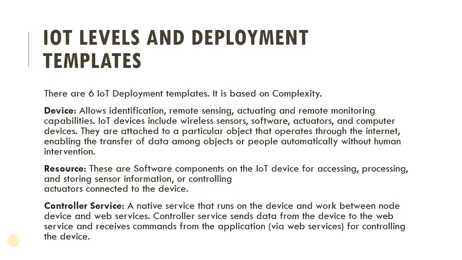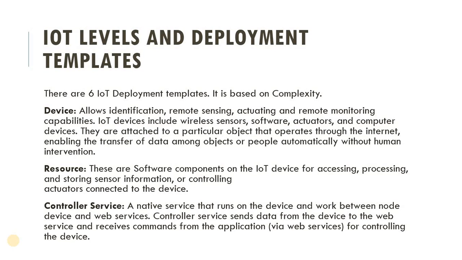So what types of configurations or infrastructure are required to build the IoT application? So these are the deployment templates. The first template is the device. Now we all know for identification, sensing, actuating or monitoring capabilities, we require the IoT device.